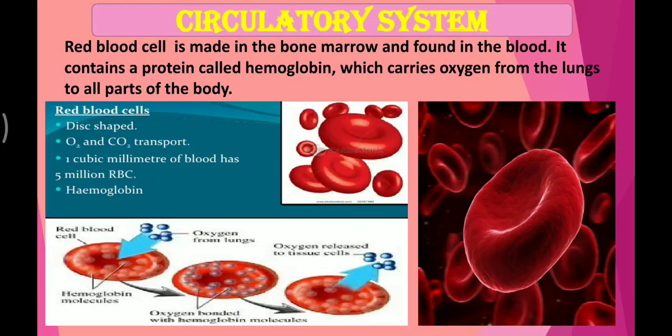When they take a small sample in a test tube and test it, around 5 million RBCs will be there. It has hemoglobin. See here, red blood cells, hemoglobin molecules will be there. Oxygen from the lungs is bound with hemoglobin molecules, and oxygen is released to tissue cells. This is about the red blood cells.